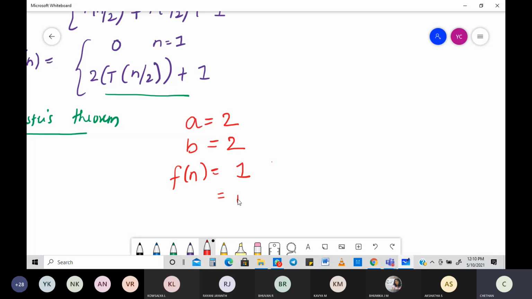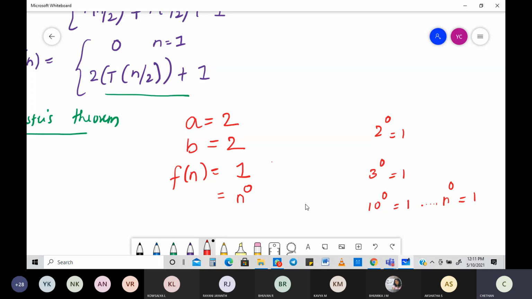Anything to the power of 0 is 1. What is 2 to the power of 0? 1. 3 to the power of 0? 1. 10 to the power of 0? Again 1. 10 to the power of 1 will become 10, but 10 to the power of 0 is 1 only. Like this, n to the power of 0 is equal to 1. It is very much correct that n to the power of 0 is nothing but 1.